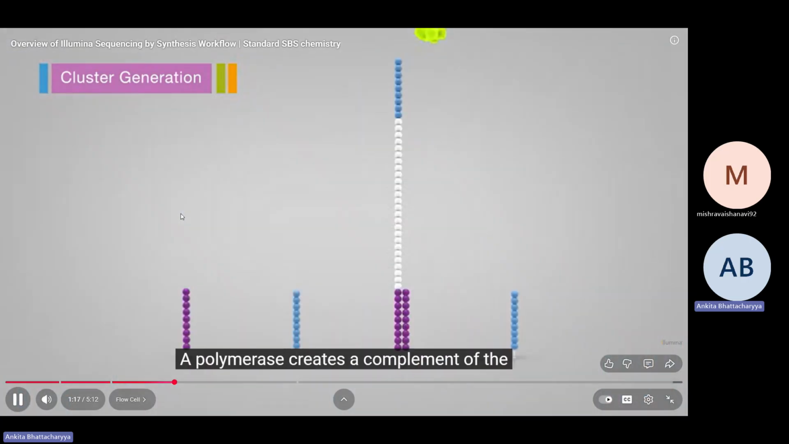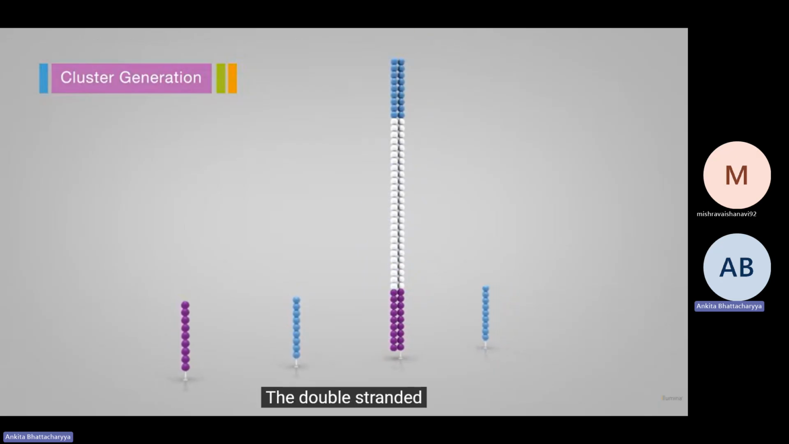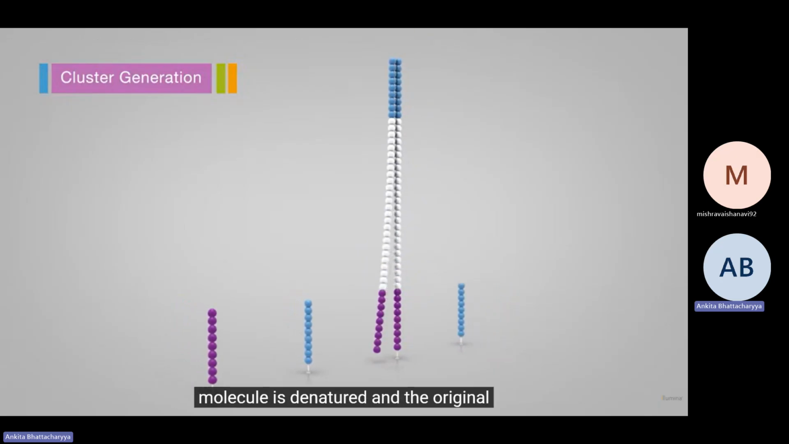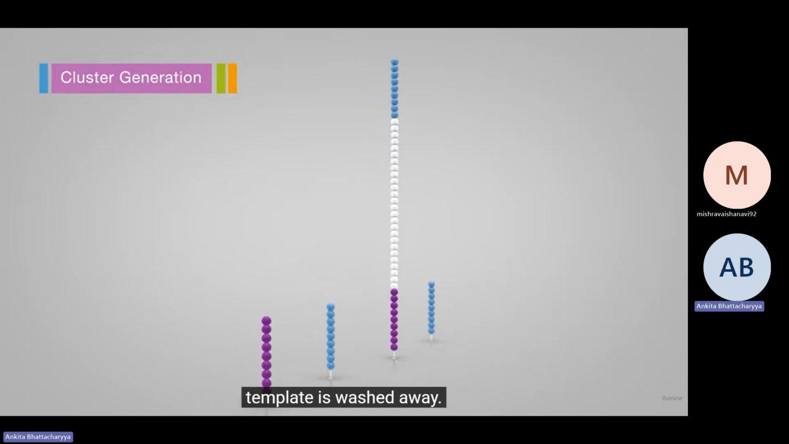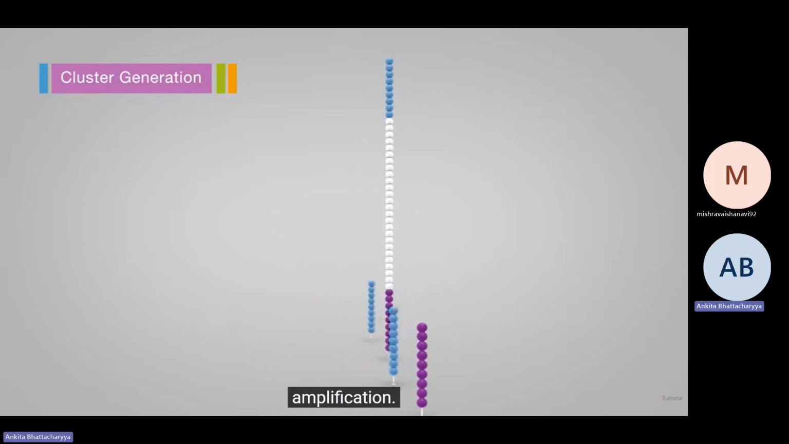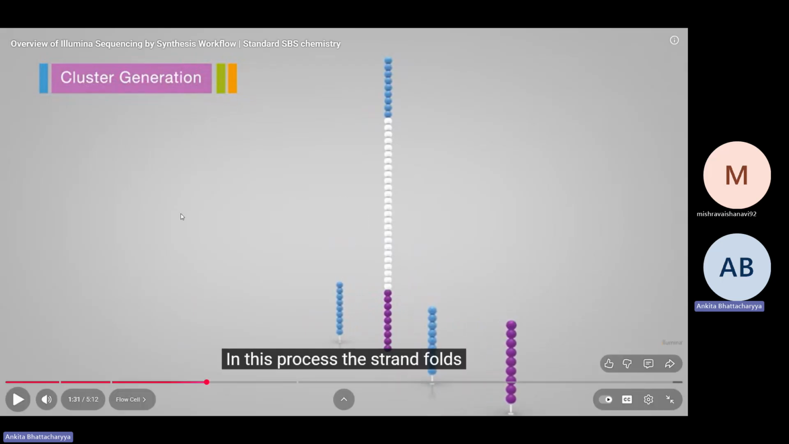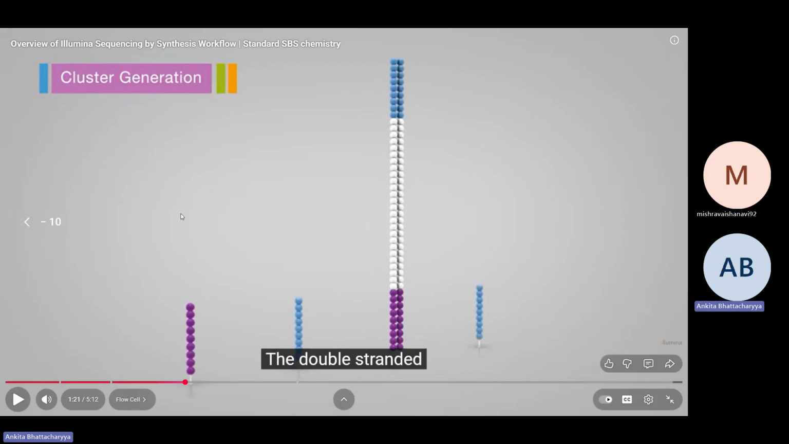Now, a polymerase creates a complement of the hybridized fragment. The double-stranded molecule is denatured, and the original template is washed away. The strands are clonally amplified through bridge amplification. In this process, the strand... So I hope you understood this part.